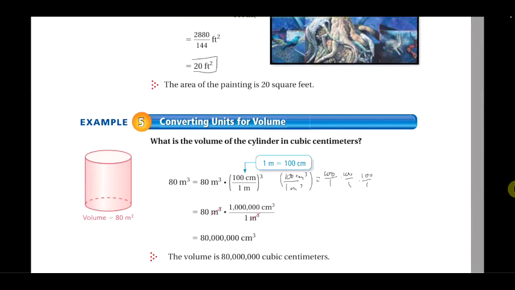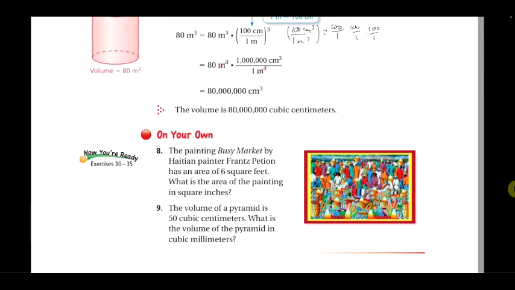If you think about that, if you had a bunch of little dice and you were to line them all up so they're a meter long, so that's kind of close to a yard, and you fill this whole box full of dice, it would be like 1 million little dice. So 80 times 1 million equals 80 million cubic centimeters, that's how much 80 cubic meters is in cubic centimeters.